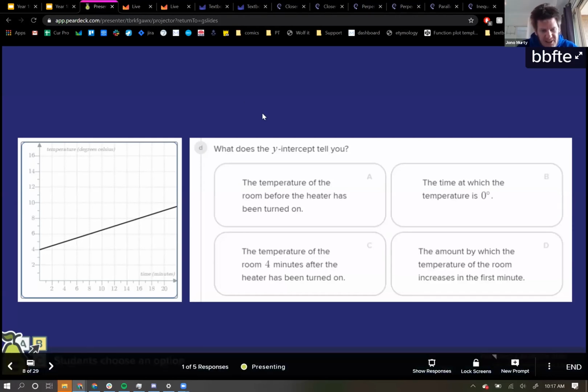So the focus on this part is really just interpreting linear relationships in a real life context. So what does the gradient actually mean? What does the y-intercept actually mean? What is the point in graphing it?